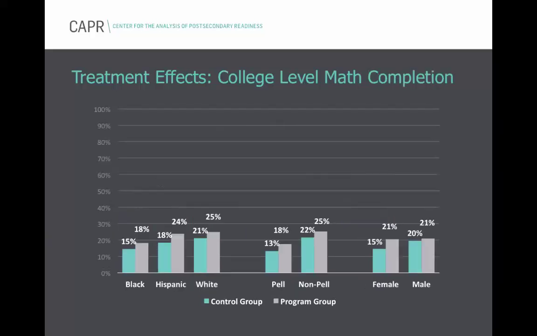And the last one was in English. This is in math. We see a similar pattern, with all groups benefiting from being placed this way. This is just considering the final college level math completion, enrollment and completion in the college level math course.